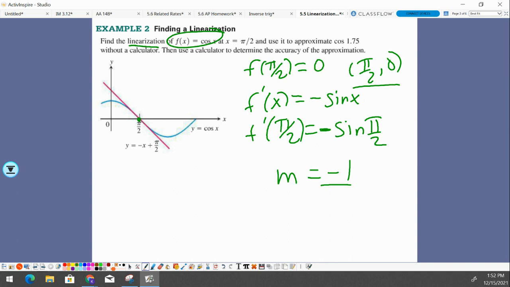Point, slope. So Y minus, and since it's Y minus 0, I'm just going to go to the equals. My slope times X minus the X coordinate. And you can distribute it. You can replace Y with L of X.